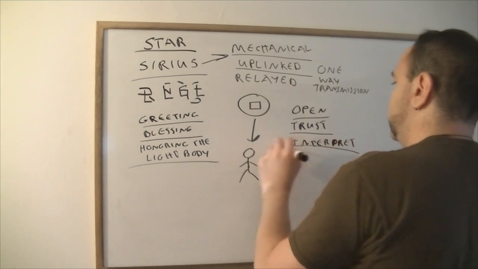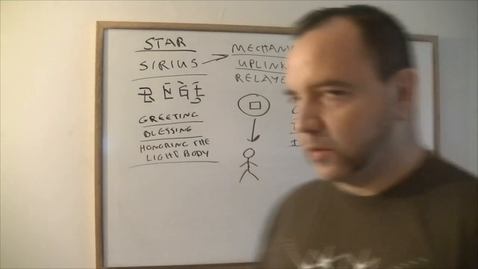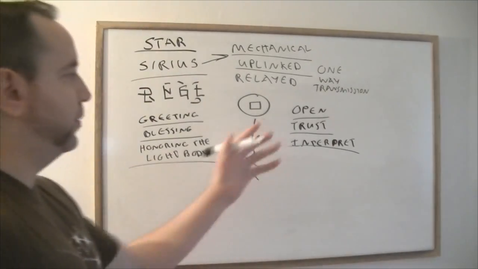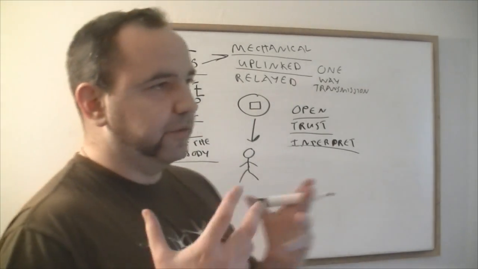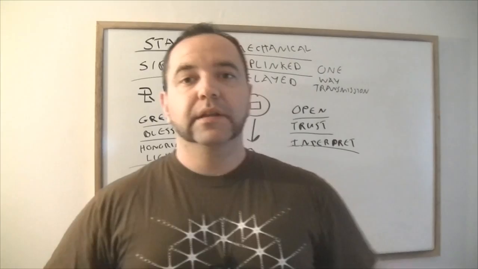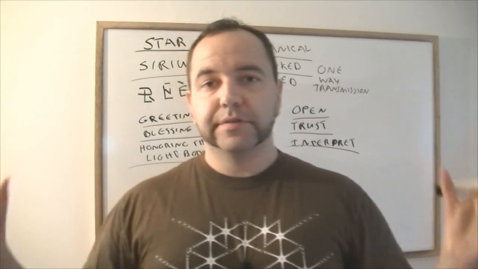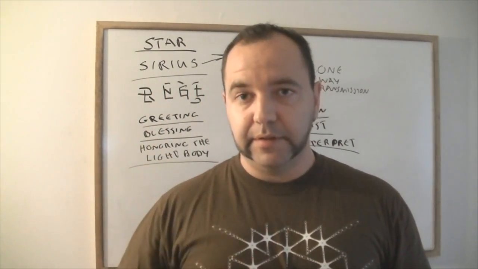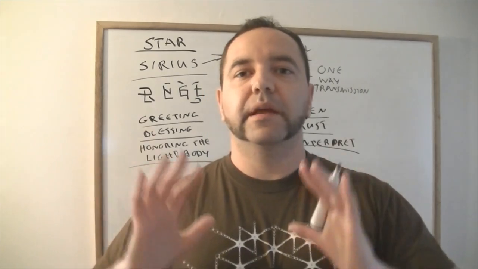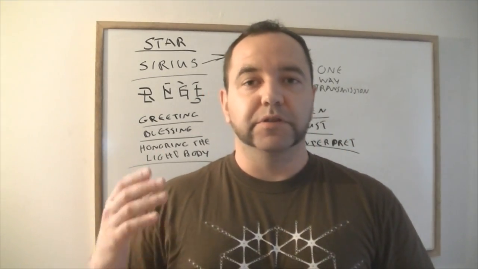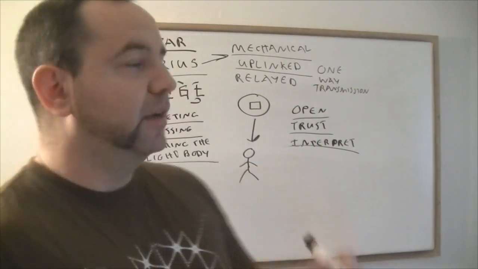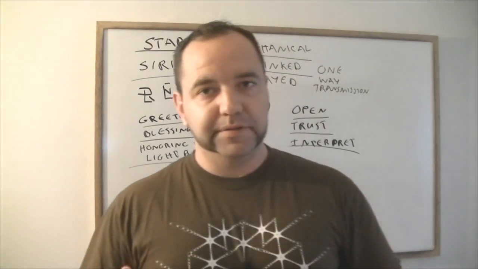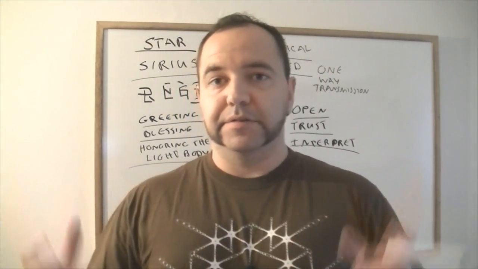Okay, so if we're looking at these three key fundamentals, open, trust, and interpret, this is our foundation. These are the fundamentals to helping us open up our consciousness, trust the process, trust the information that comes through, and then be able to interpret the information, which represents writing it down, putting it in some form of action principle to give it an understanding.